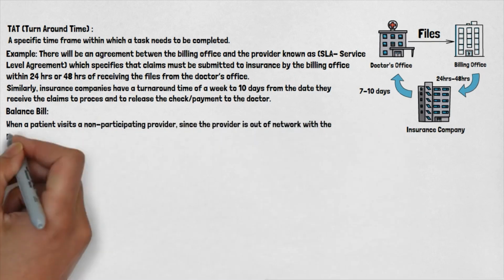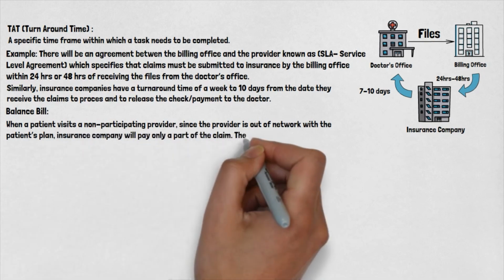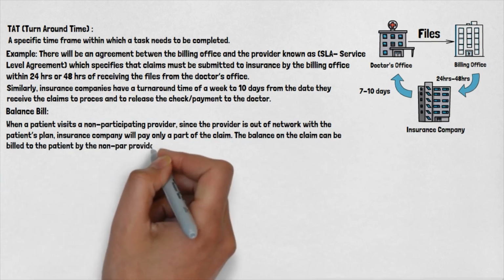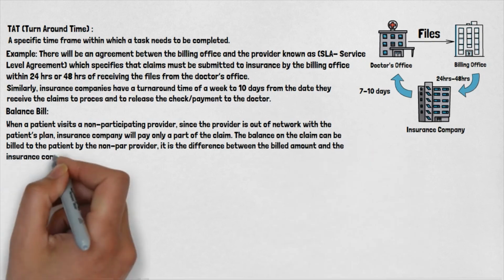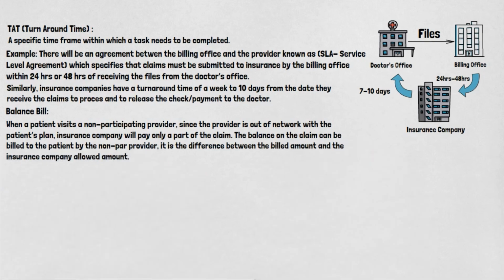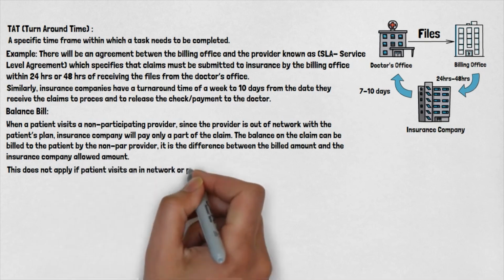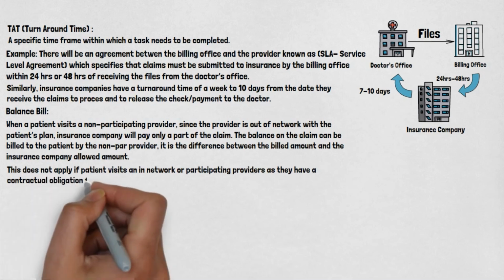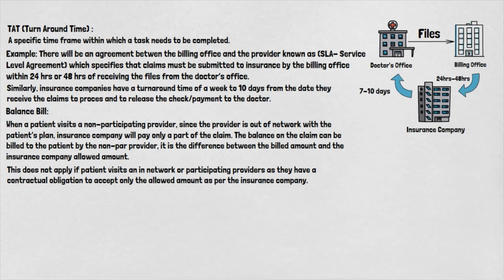Now the next one is balance bill. When a patient visits a non-participating provider, since the provider is out of network with the patient's plan, the insurance company will pay only a part of the claim. The balance on the claim can be billed to the patient by the non-par provider. It is the difference between the billed amount and the insurance company allowed amount.